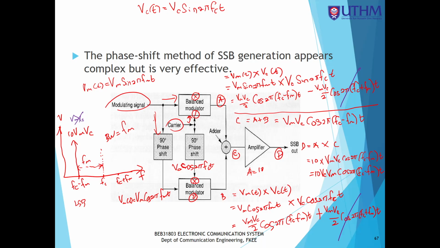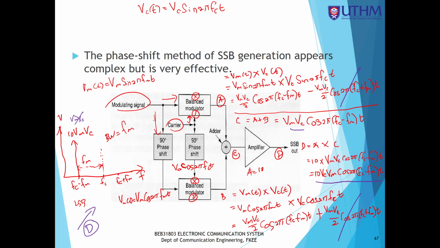How do I get 10 Vm Vc? It is according to this equation, after I multiplied with the amplifier. So if you are asked to draw the amplitude spectrum at point D, this is the amplitude spectrum at point D. The amplitude spectrum at point C is different. At point C you have Vm Vc.